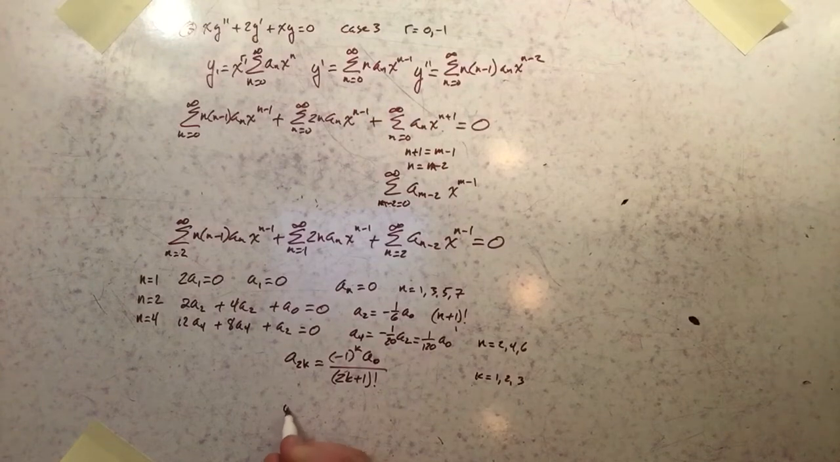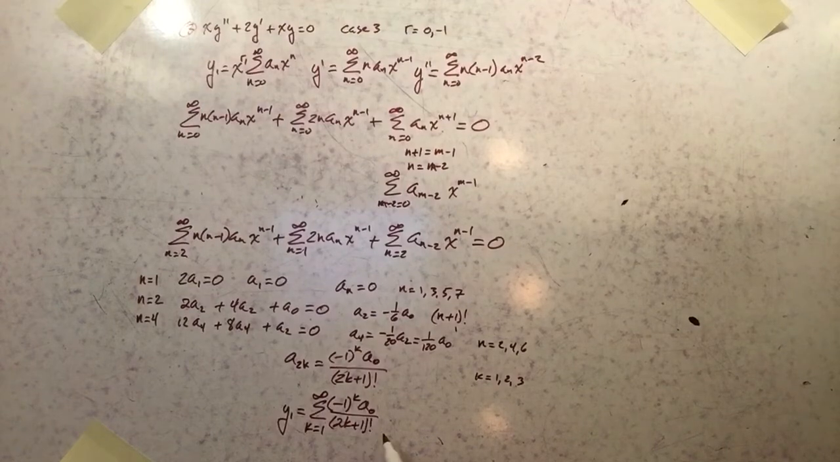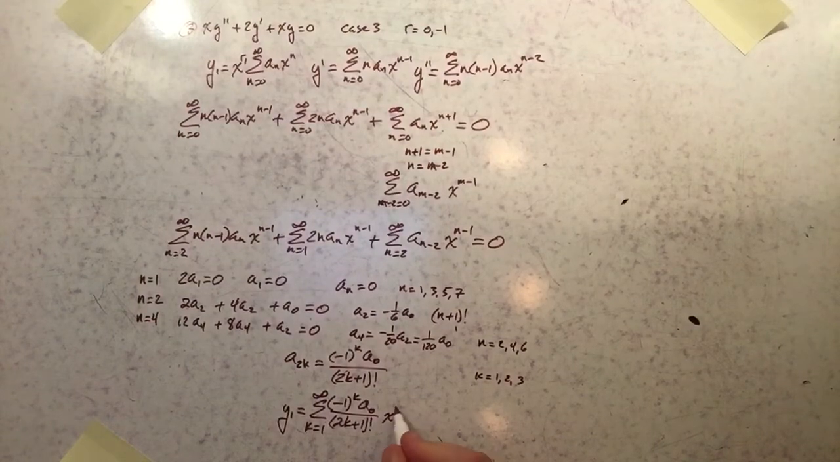So the real solution here, y1, is going to be equal to the summation, I'll just leave k, k equals 1 to infinity, of negative 1 to the k. A naught's going to be there as part of every term. That's over 2k plus 1 factorial. And then finally, it's going to have x to the 2k.